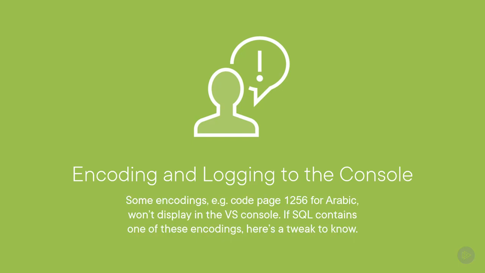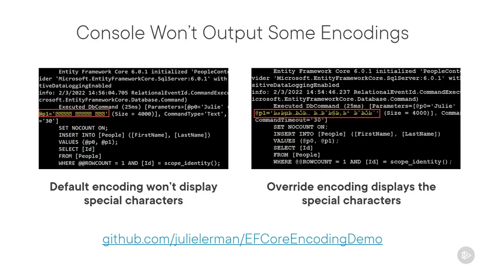The viewer was storing his SQL Server data in Arabic, which uses a special code page. The Arabic letters showed up just fine in Visual Studio and in SQL Server, but not in the console output. So when he was looking at the logs, in place of any Arabic letters that were in the parameters, you would only see question marks.